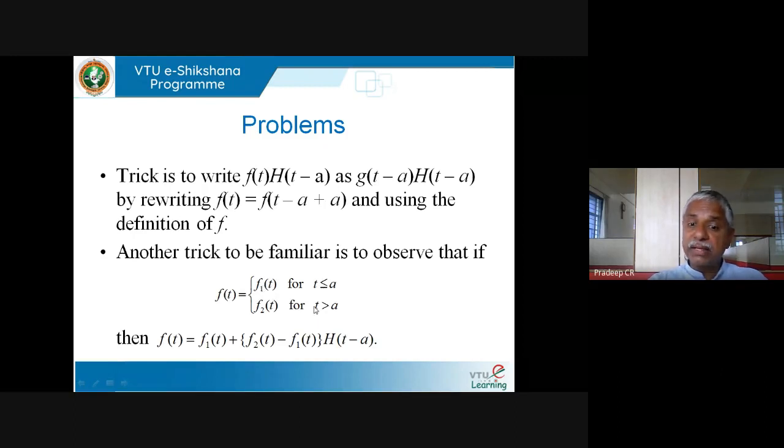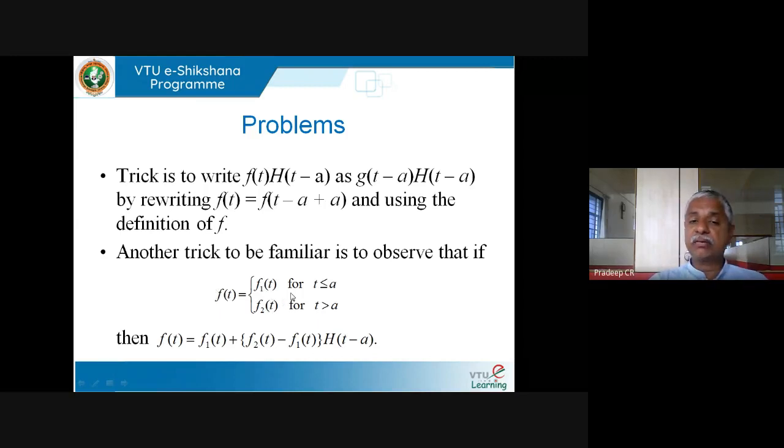Now what happens if t is greater than a? If t is greater than a, H(t minus a) is 1. If H(t minus a) is 1, it is (f2 minus f1) into 1, which is f2 minus f1. So the right hand side expression will look like f1 plus f2 minus f1, where this f1 and this f1 get cancelled, and I'll get f2. So if t is greater than a, the right hand side will become f2. If t is less than or equal to a, the right hand side will become f1, correct? That is precisely what this f is.